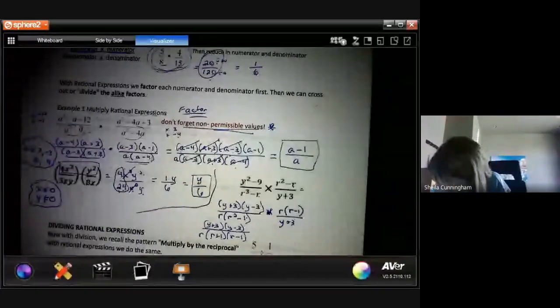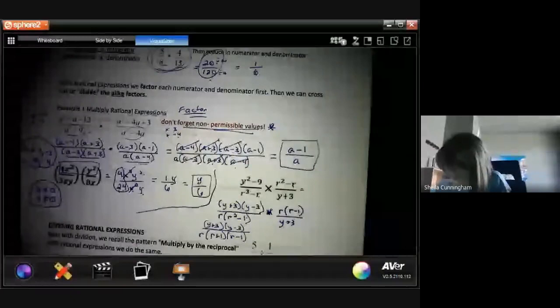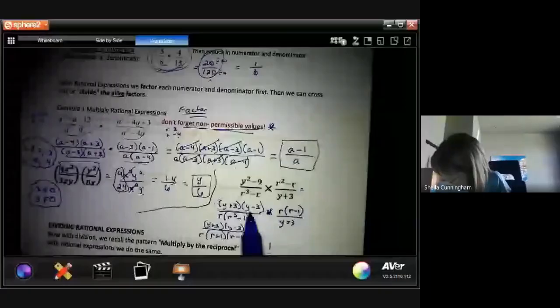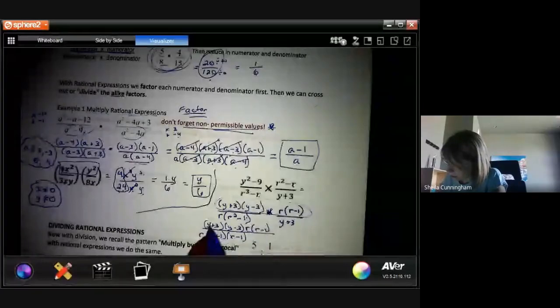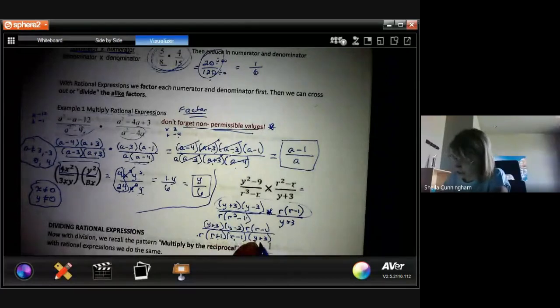So really, down here, what I've got going on is all of these in the numerator have to get multiplied together. So I've got an r times an r minus 1. They're all getting multiplied with the y plus 3 and the y minus 3. And on the bottom here, I'm multiplying all my factors. So the r plus 1 and the r minus 1 and the y plus 3 are all getting multiplied together.